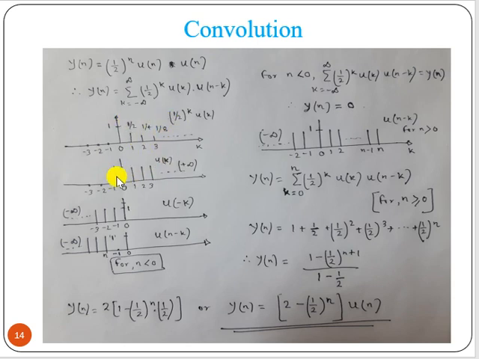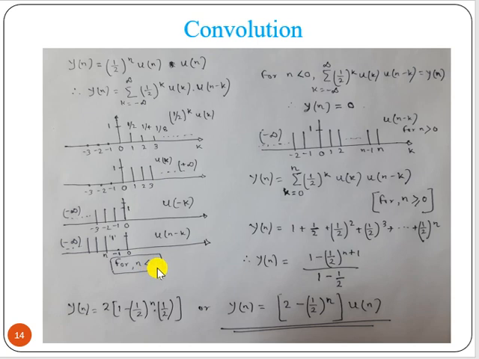Now this is your u[k]: for k greater than or equal to 0 the value is 1, and for k less than 0 the value is 0. So u[minus k] is nothing but 1 at the 0 position, 1 at minus 1, 1 at minus 2, 1 at minus 3. It is just flipped over. That is the time reversal operation, or folding operation.